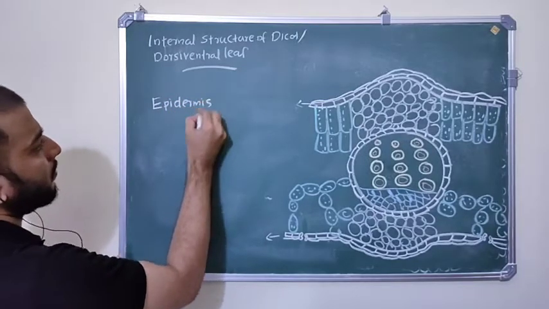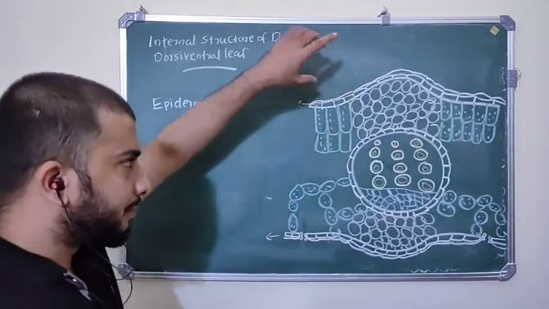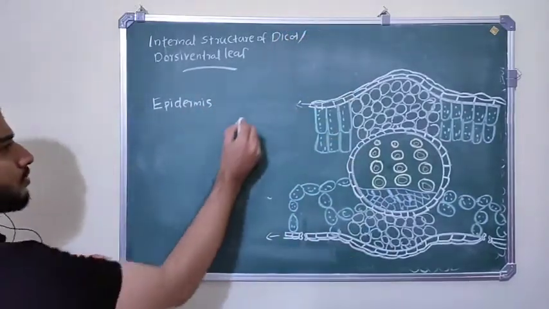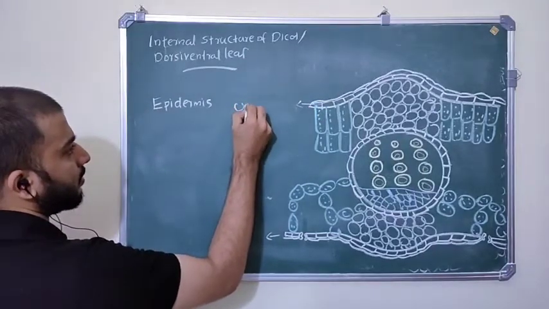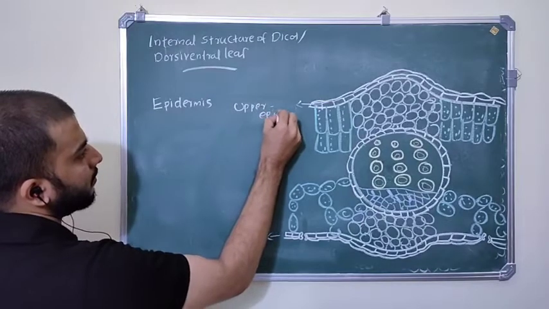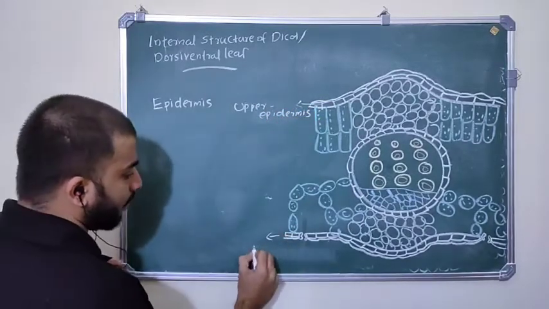Epidermis. Basically leaves have two epidermis, upper epidermis and lower epidermis. So this is the upper epidermis, and this is the lower epidermis.